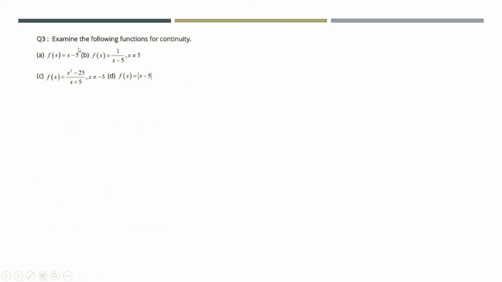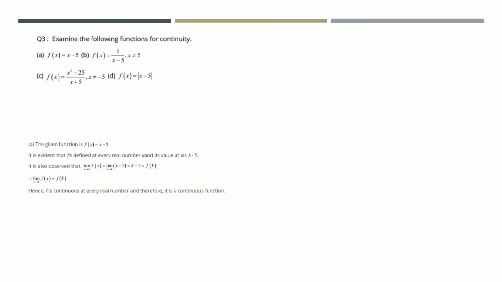The third question is, examine the following functions for continuity. Here, they didn't give a specific point. Here they just gave the function alone, as f of x is equal to x minus 5, 1 by x minus 5, x squared minus 25 by x plus 5, and modulus of x minus 5. Here the point is not given. How can I use that? I will use the point as some constant value.